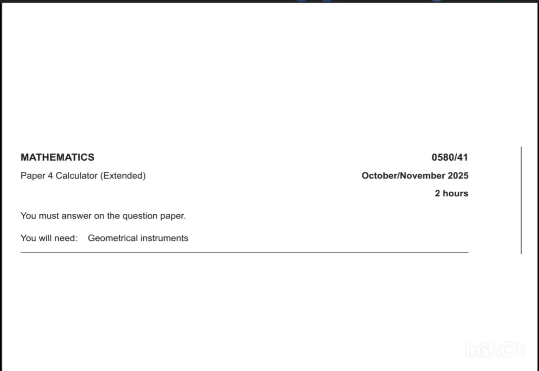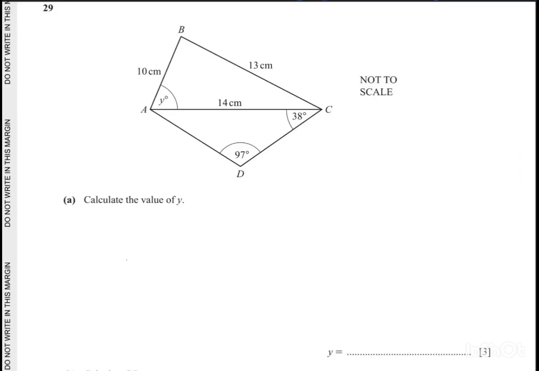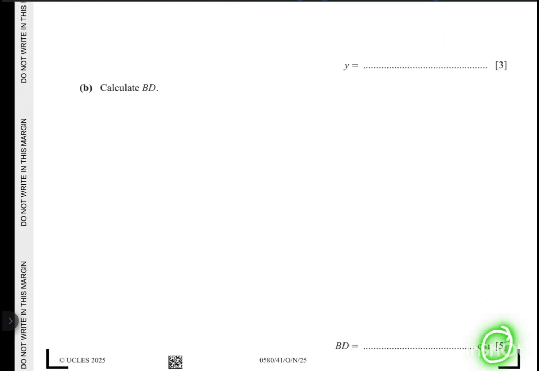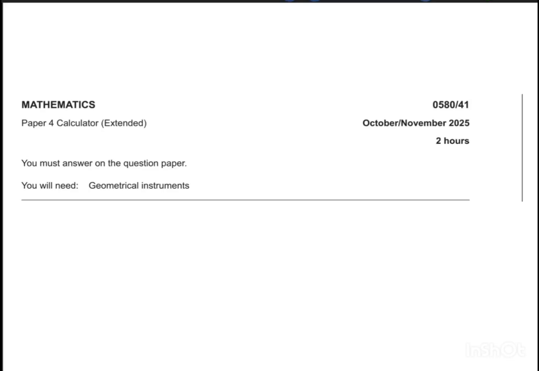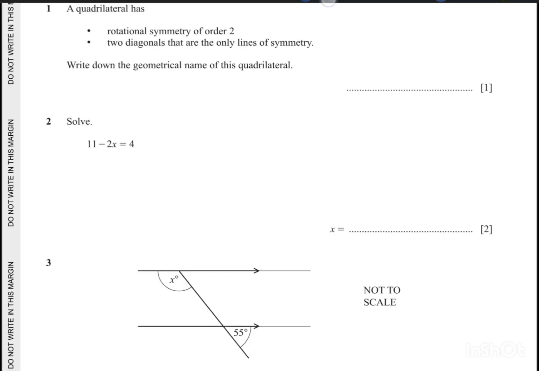Hello students. In this video I am going to explain question number 29, which is the most weightage marked question, 3 and 5 marks together, in an easy way. And also I am going to explain each and every question of Cambridge IGCSE Mathematics paper 4 of 0580/41 October November 2025. Let me start.